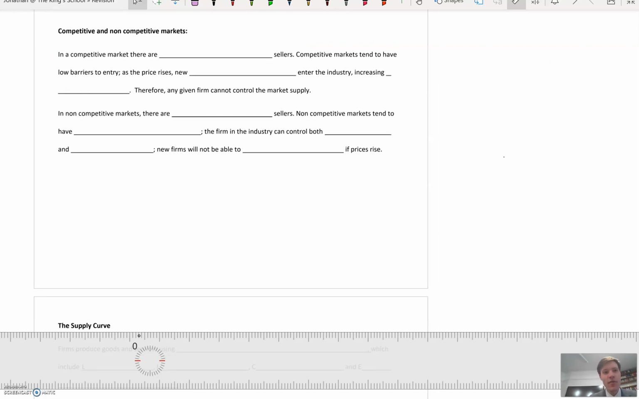Okay, now you've done those. Competitive and non-competitive markets. This will now make more sense to you given you've done theme 3. In a competitive market, we can say that there are many buyers and sellers, and they have low barriers to entry, so we're talking something like perfect competition. So as the price rises, new firms enter the industry, increasing the overall output and competition. Therefore, any given firm cannot control supply. So normally you think of monopolistic or oligopoly markets. We're not talking about those when we're talking about our supply curve. A supply curve relates to a competitive market.